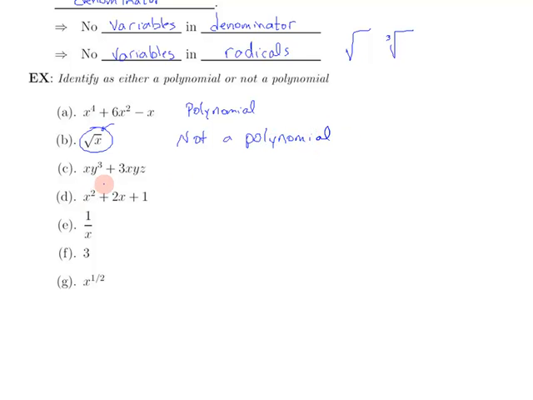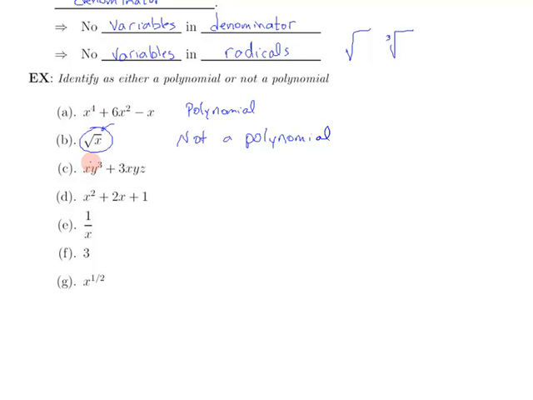On part C, we have different variables. You notice in A and B we only had a single variable, x. Well, it's possible to have polynomials that have more than one variable. That's not a limiting aspect of that definition.